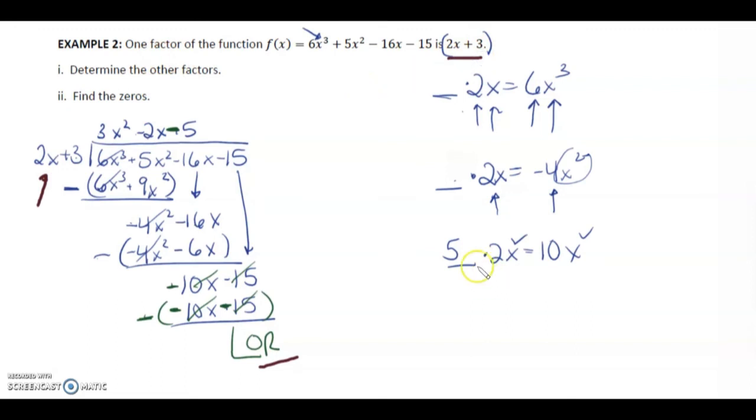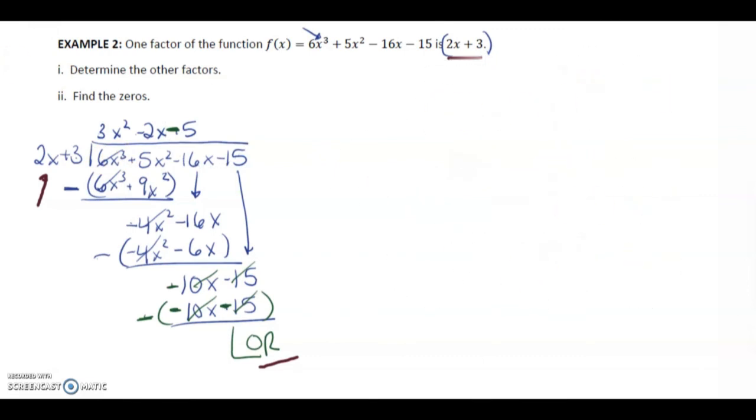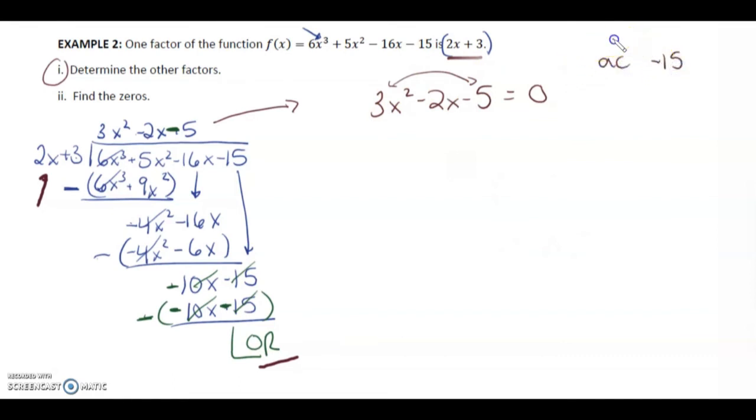However, we actually needed to divide by 2x plus 3 in order to get what's left over. What's left over is this trinomial, 3x squared minus 2x minus 5. This question wants us to determine the other factors. Well, we know from grade 10, if we have a trinomial, we multiply AC. So what two numbers multiply to negative 15 and add to negative 2? Multiplies to 15: 1 and 15, 3 and 5. If we put a negative on the 5, it's going to add to negative 2.